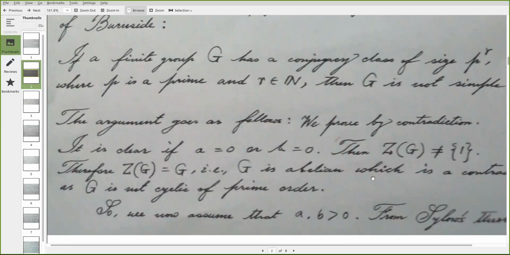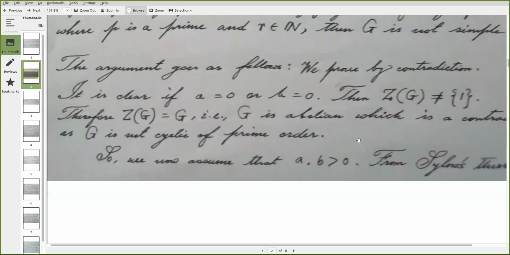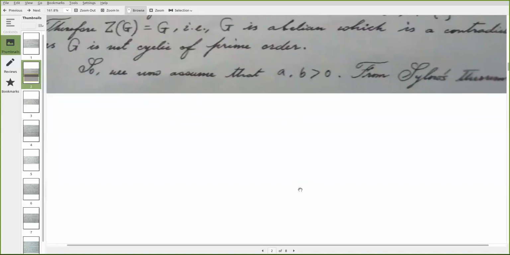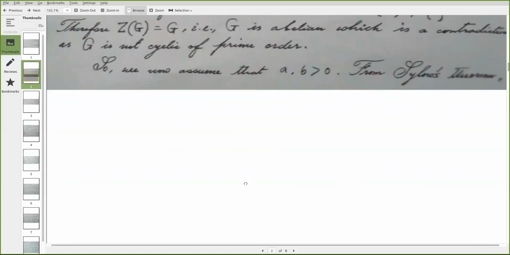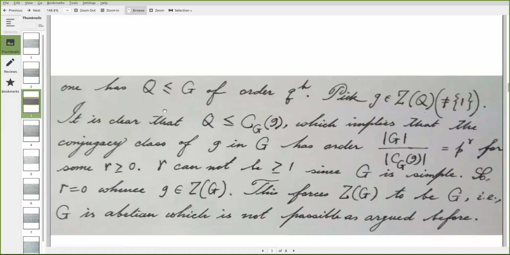But since a plus b is at least 2, the order of the group cannot be just p or q. So the conclusion is clear if a equals 0 or b equals 0. Therefore now we assume both of them are positive. Now we will use Sylow's theorem. What does Sylow's theorem say? It says that there is a subgroup of G, let's denote it by Q, of order q to the power b.